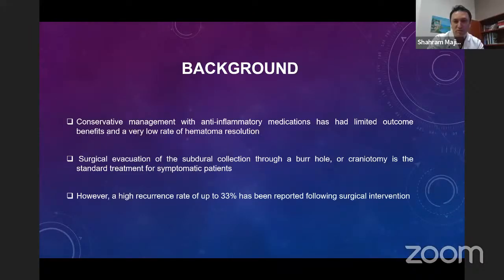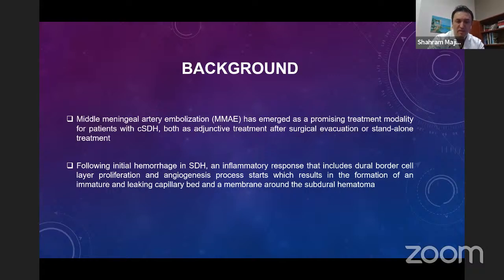Low rate of hematoma resolution. Surgical evacuation through burr hole or craniotomy remains the gold standard treatment for symptomatic patients. However, a high rate of recurrence, up to more than 30%, has been reported following surgical intervention. In the past several years, middle meningeal artery embolization has emerged as a promising treatment modality for patients with chronic subdural hematoma, both as an adjunctive treatment after surgical evacuation or as a standalone treatment.